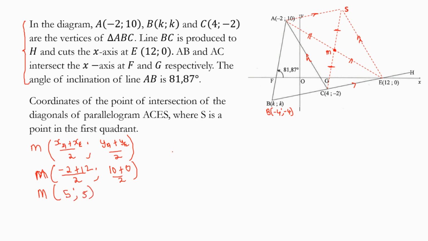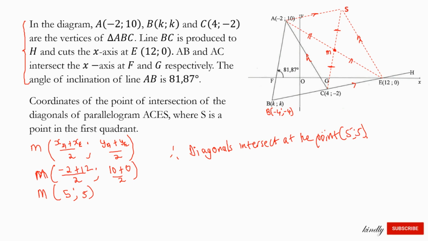So therefore the diagonals intersect at the point (5, 5). That's what you're supposed to do there. We're going to meet again when we do question 3.4.1.